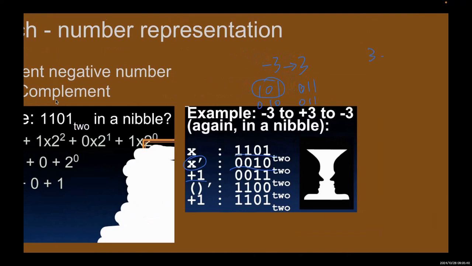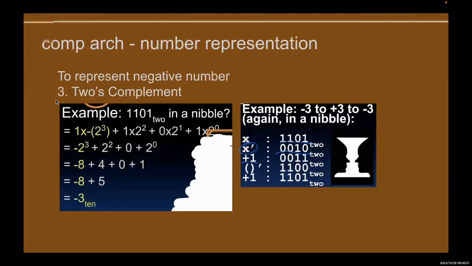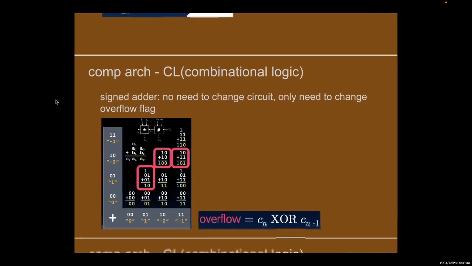And you can also go from 3 to -3. It's 0, 1, 1 to 1, 0, 1. It's also flip all the bits first and add 1. So when you go to negative, it's flip all the bits and add 1. Is that clear? Yeah. Okay.